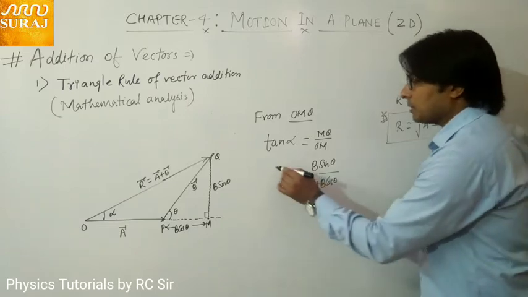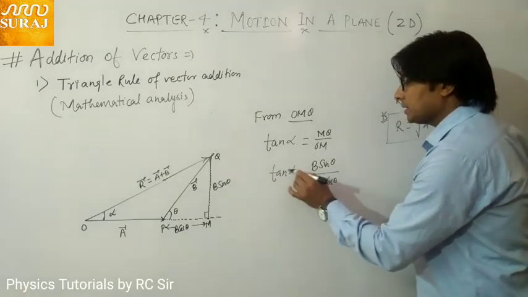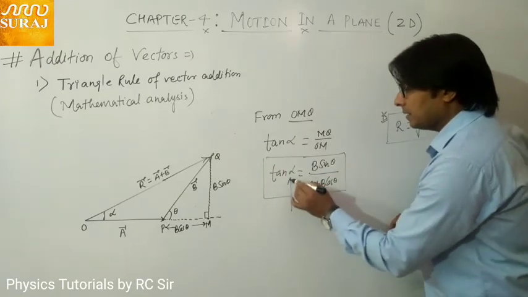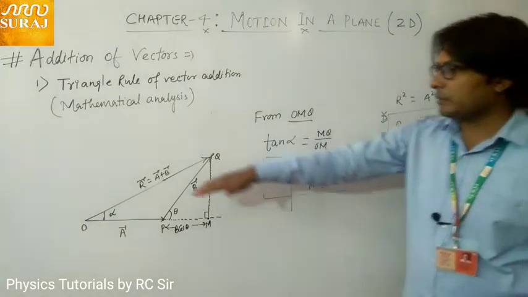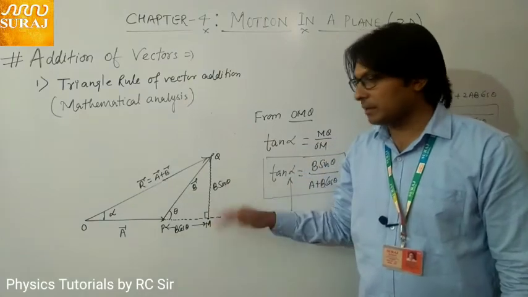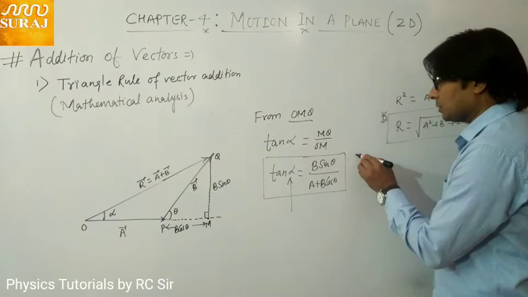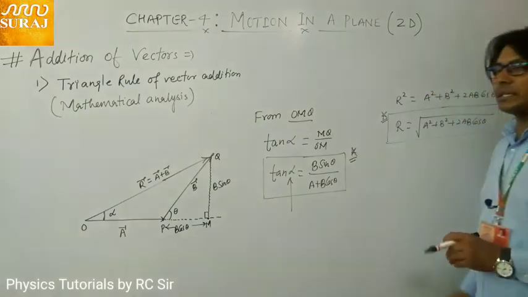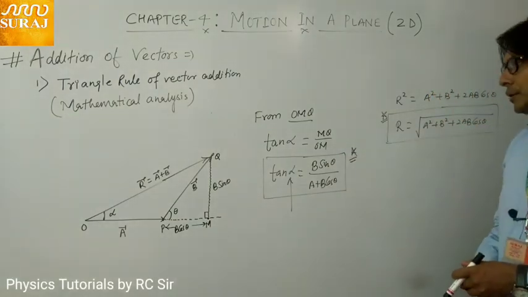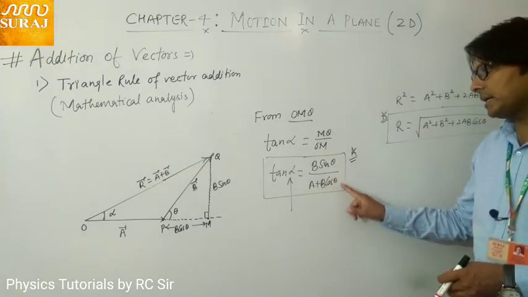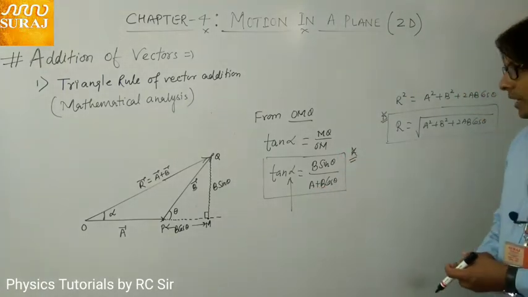So using this formula, we can calculate the value of alpha, which is the angle made by the resultant vector of A vector and B vector with A vector. This is also an important expression to find the direction of the resultant vector using mod of A vector, mod of B vector, and the angle between these two vectors.